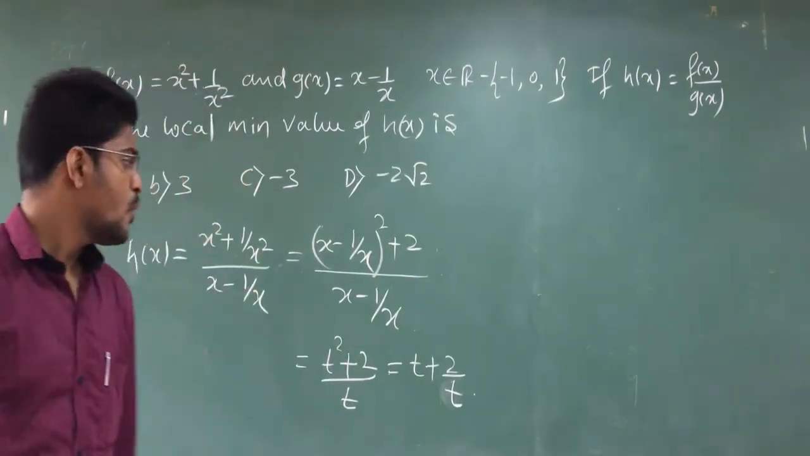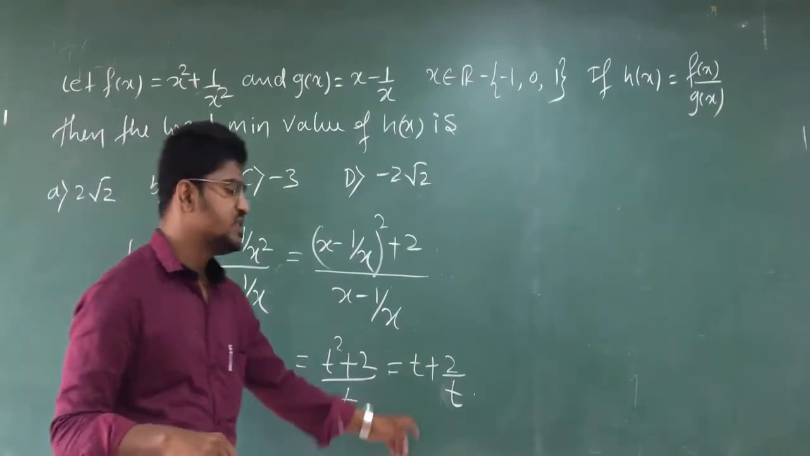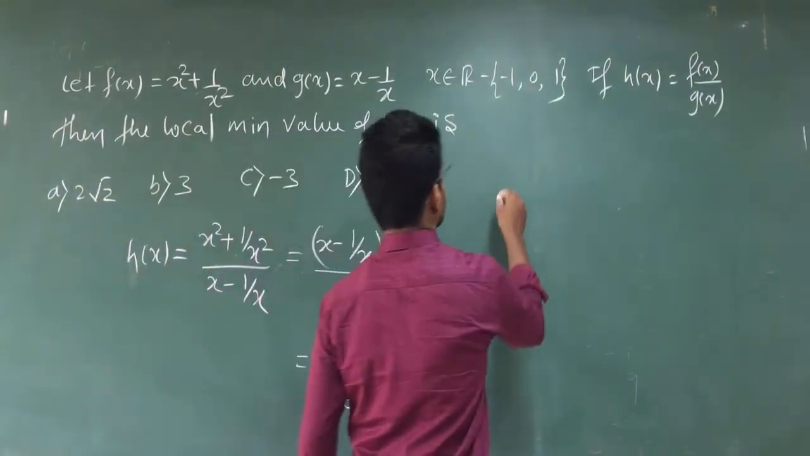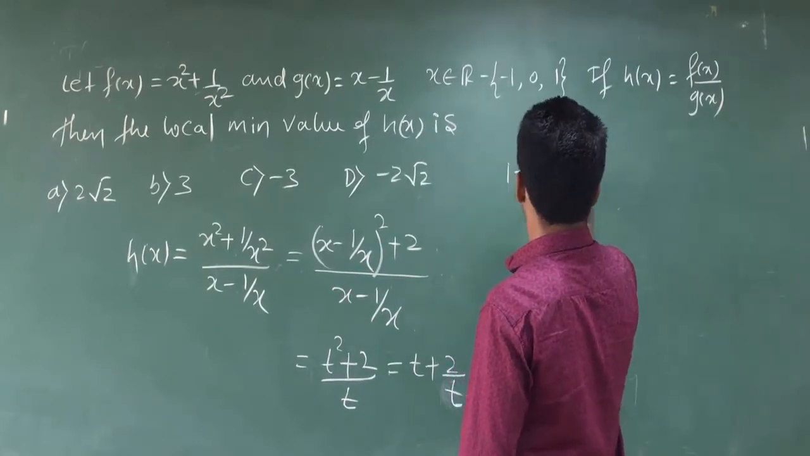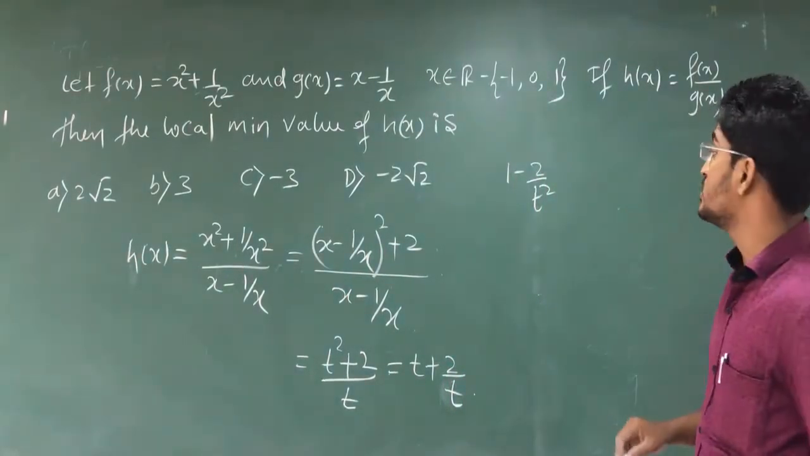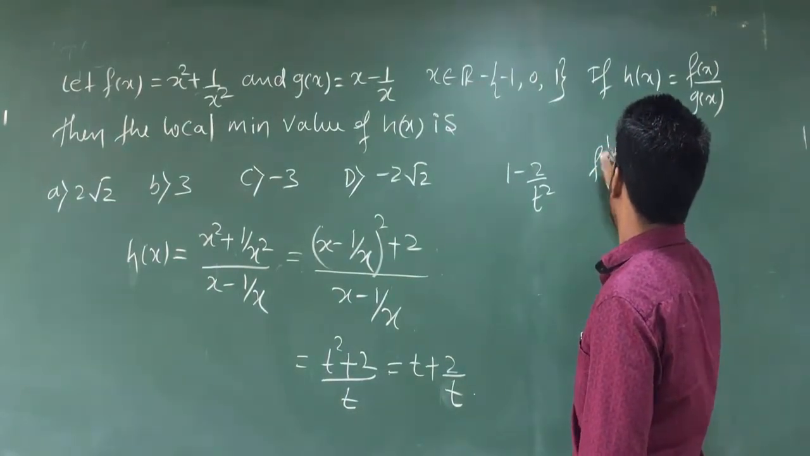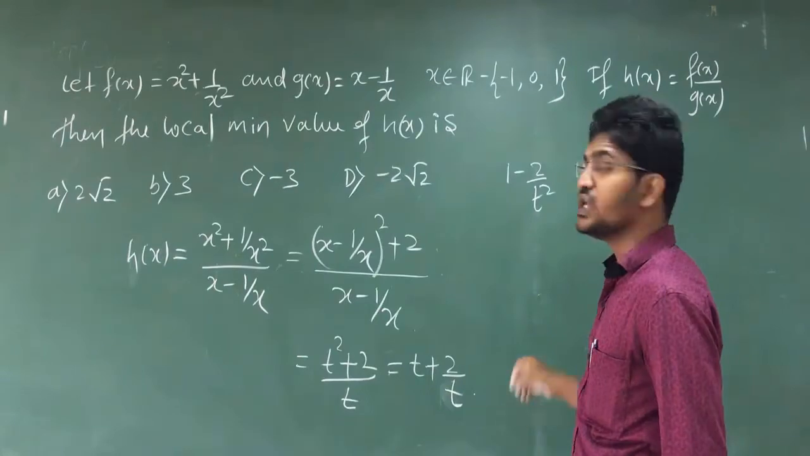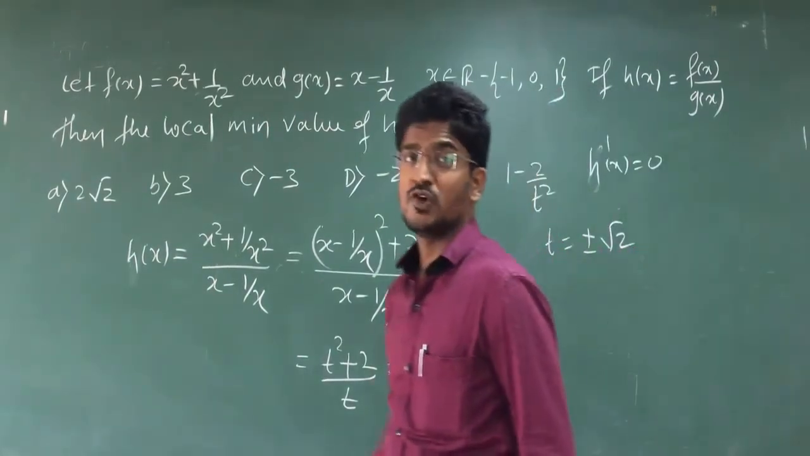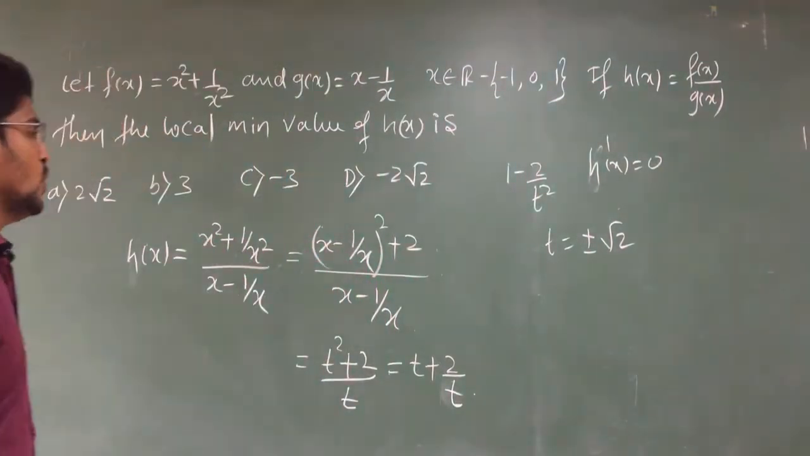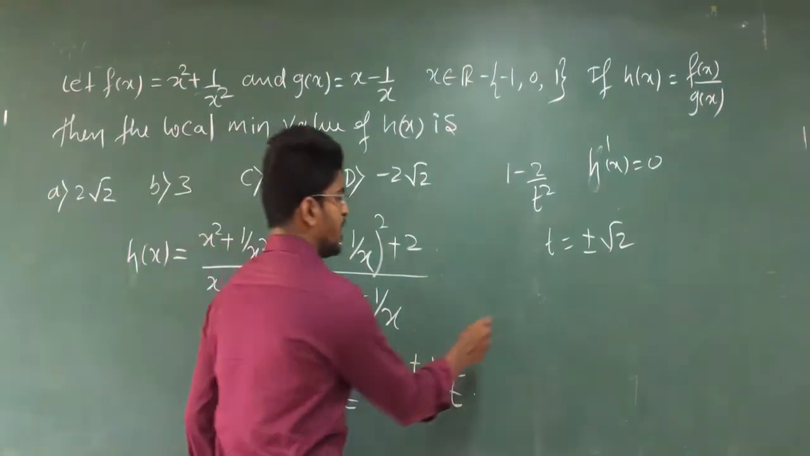Clear? So now if I want to find maxima and minima, I have to differentiate this term. If I differentiate, you are going to have 1 minus 2/t². And if I set h'(x) equal to 0, t will be equal to plus or minus root 2. Therefore, you are going to have two roots, that is plus root 2 and minus root 2.